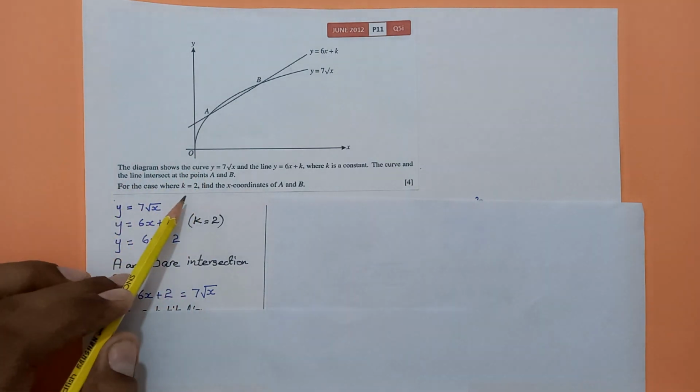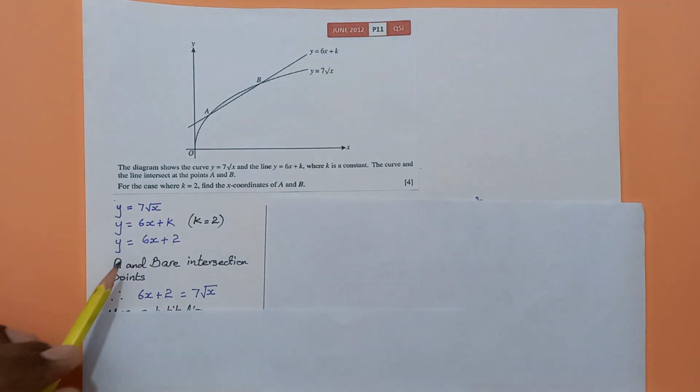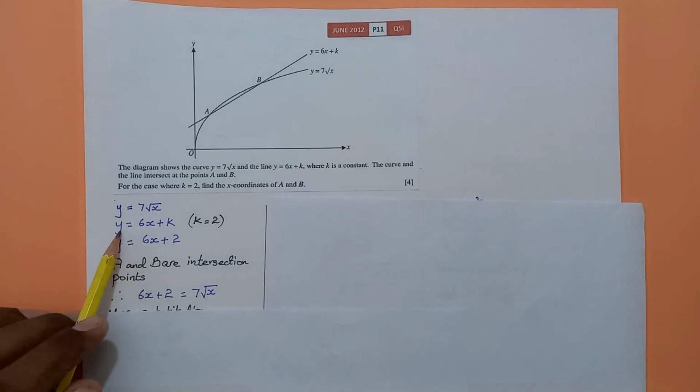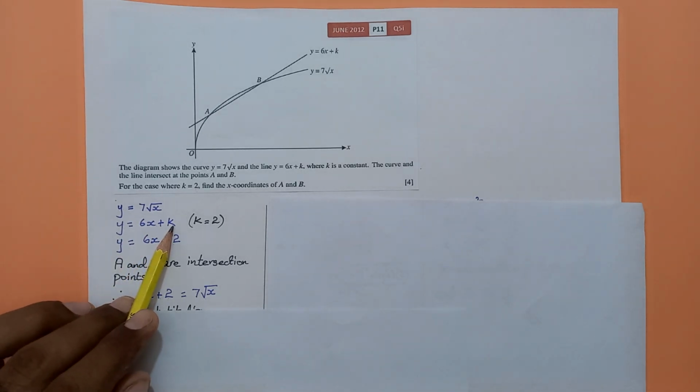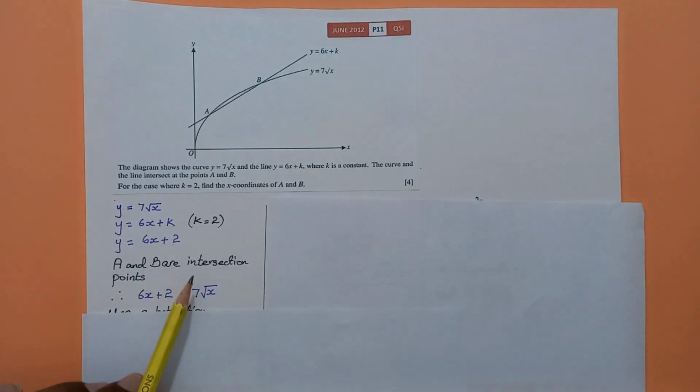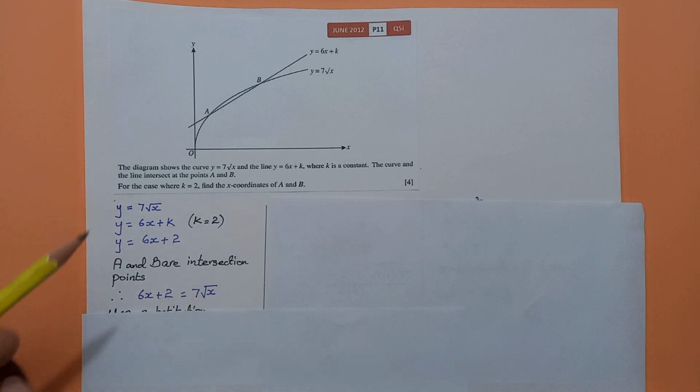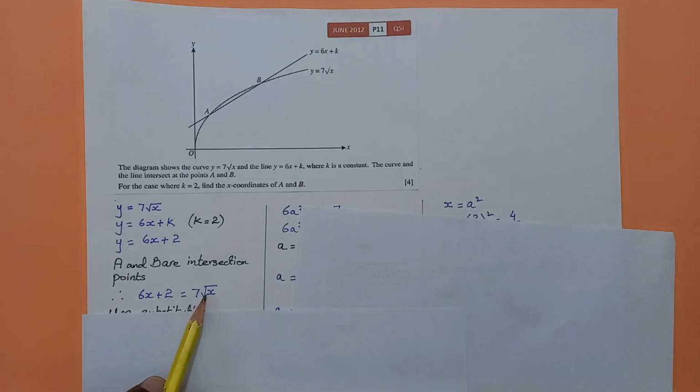So first of all, just place the value of k as 2 in the equation of the line, which was y equals 6x plus k, and after that, because A and B are the intersection points, the common points, simply make the equation of the line equal to the equation of the curve.